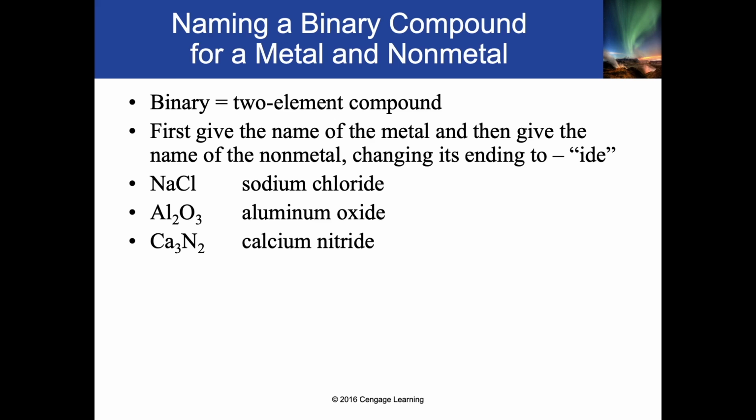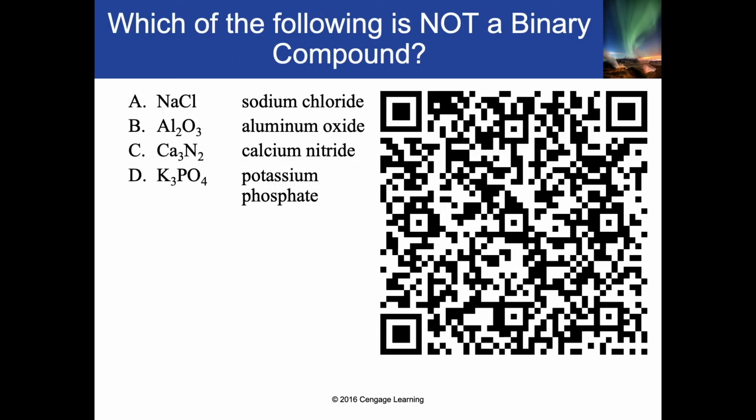Cool. So your next question here: which of the following is not a binary compound? Sodium chloride, aluminum oxide, calcium nitride, or potassium phosphate, like my name.